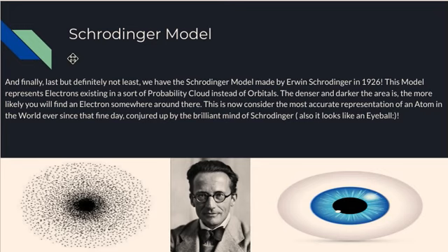The Schrodinger Model. And finally, last but definitely not least, we have the Schrodinger Model, made by Erwin Schrodinger in 1926. This model represents electrons existing in a sort of probability cloud instead of orbitals. The denser and darker the area is, the more likely you will find an electron somewhere around there. This is now considered the most accurate representation of an atom in the world ever since that fine day conjured up by the brilliant mind of Schrodinger.